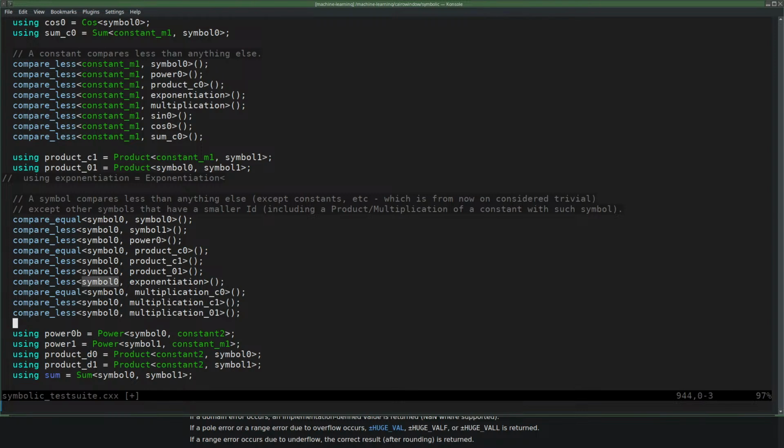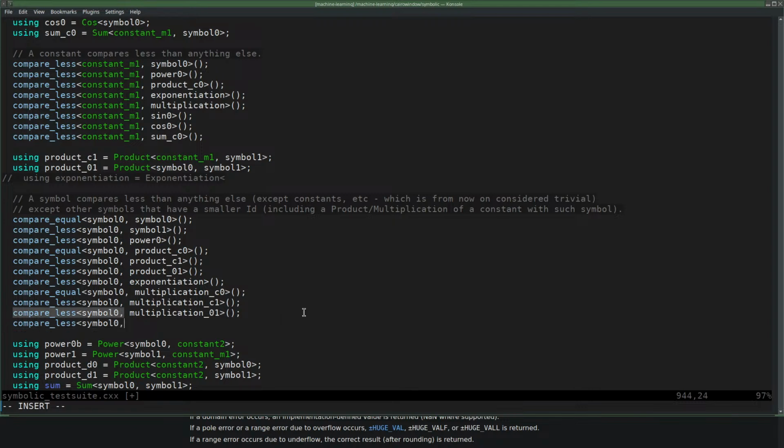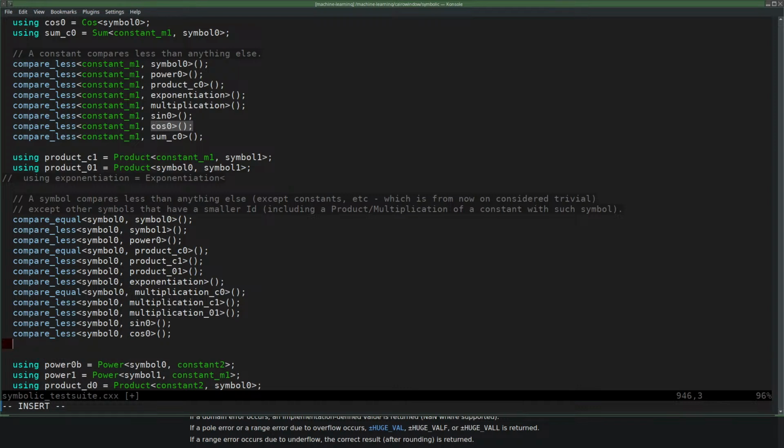Multiplication. So what comes after multiplication? Then we have the sign. So this is less complicated. Just the product and multiplication are slightly complicated, but for the rest it just all compares less. Symbol compared less than a sine, less than a cosine, and less than a sum.